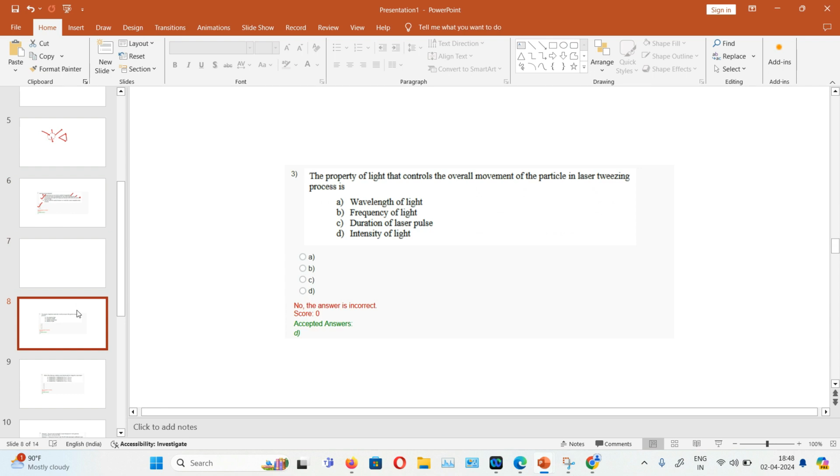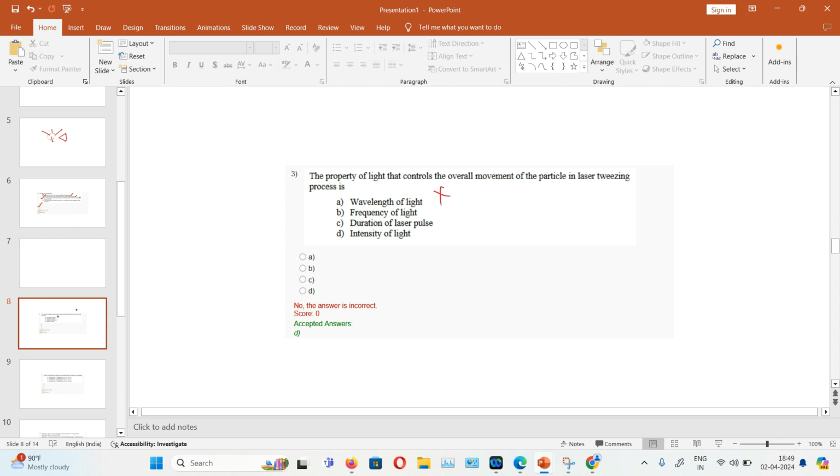Now going to the third question. The property of light that controls the overall movement of the particles in laser fusing. Wavelength of the light. That actually depends on the particles and the interaction of the particle. We will select the wavelength of the light, but the wavelength of the light is not the cause of the fusing action. So this is wrong.